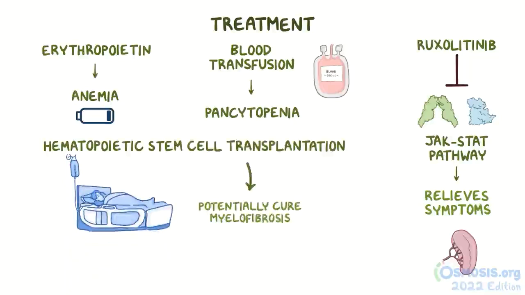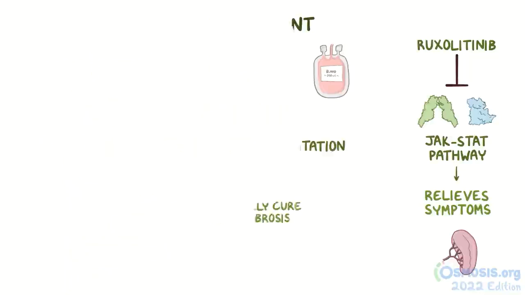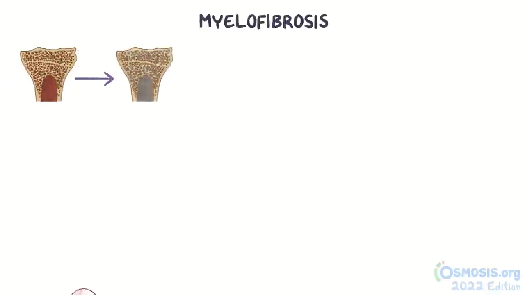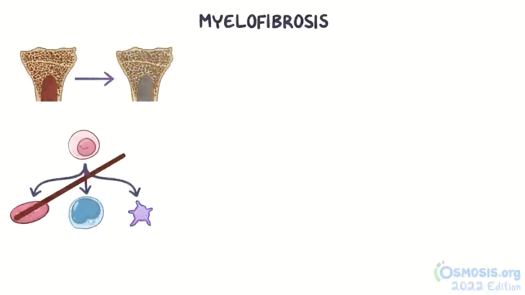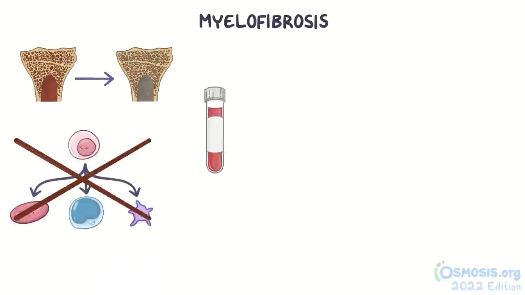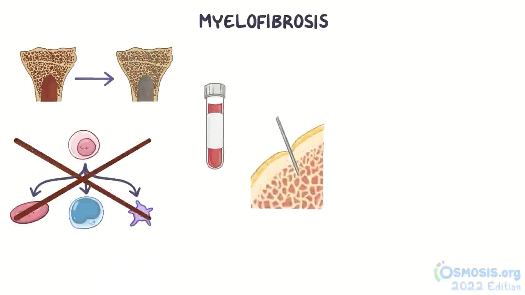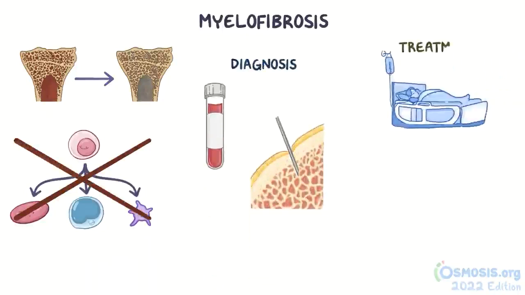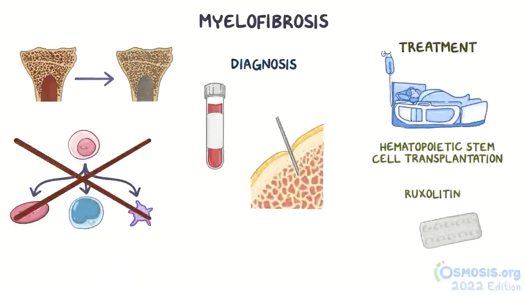some individuals. Alright, as a quick recap, myelofibrosis is a rare bone marrow disorder where the bone marrow tissue is replaced with fibrotic tissue, and that interferes with blood cell production. Blood tests and bone marrow biopsy are crucial for diagnosis. It can be treated with hematopoietic stem cell transplantation and ruxolitinib.